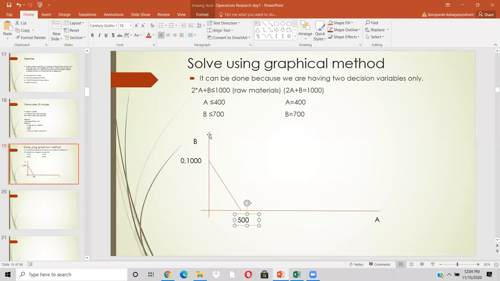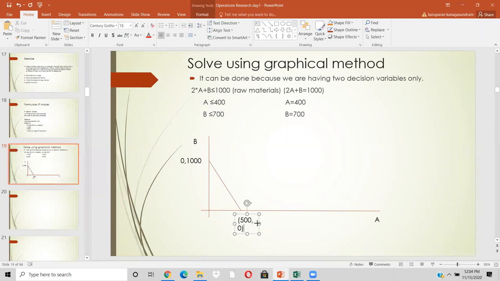And here, this will be what? In this axis, b will be 0. So substitute b as 0. What will be the value for a? 2a equal to 1000 means a equal to 500. So this point will be 500 comma 0, where the value for b is 0. I am writing in the graphical notation.